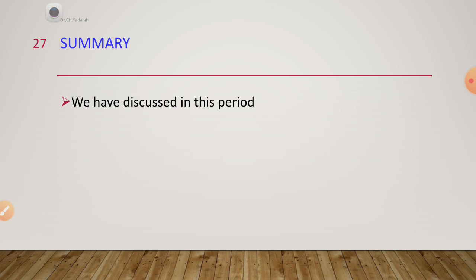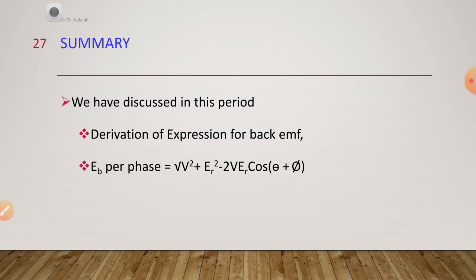What we have seen in this class: we have discussed the derivation of the expression for back EMF and back EMF per phase. We calculate it using the cosine rule, the V square formula, at different conditions. We have not done problems in this class. We will do the problems next class.